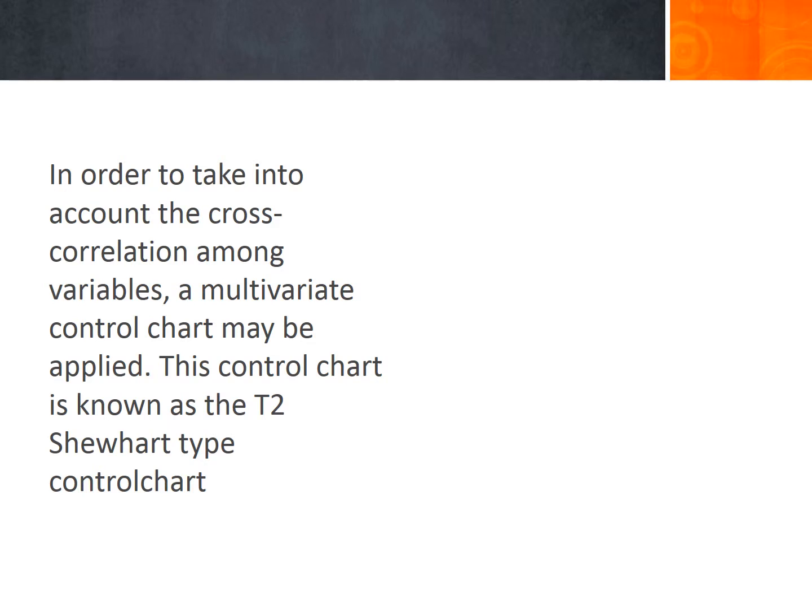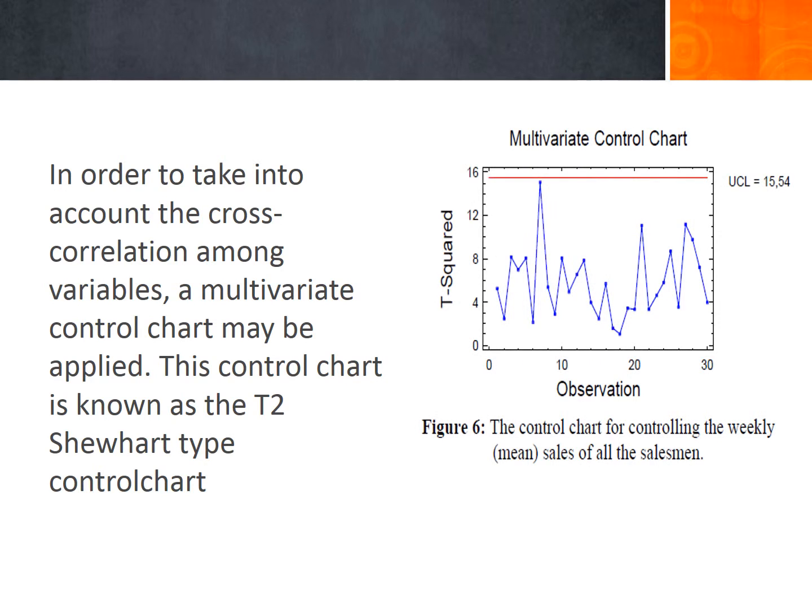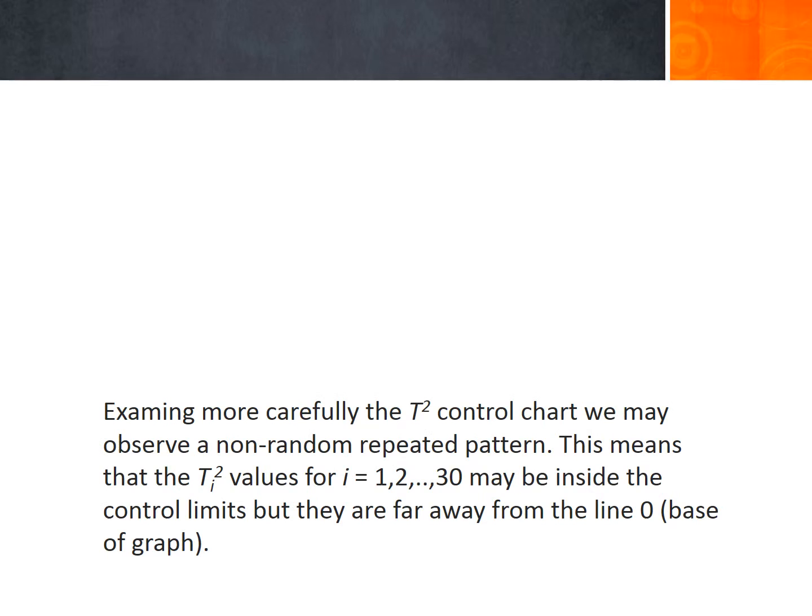Let's move on to the multivariate control chart. In order to take into account the cross correlation among variables, a multivariate control chart may be applied. This control chart is known as the T-square Shewhart type control chart. As it appears in figure 6, the sales of the K salesmen actually are in a stable state, meaning that the sales process is statistically in control.